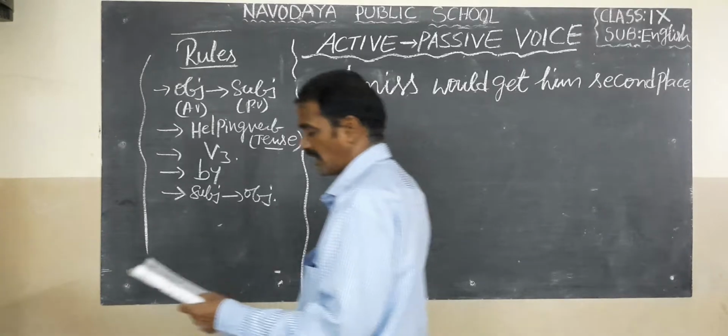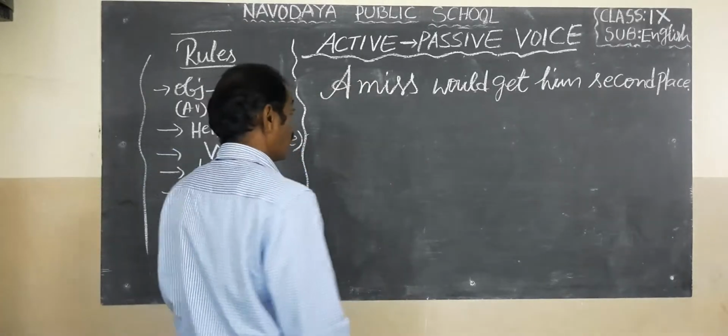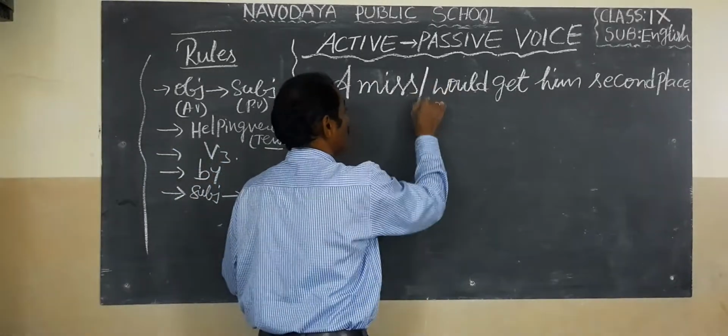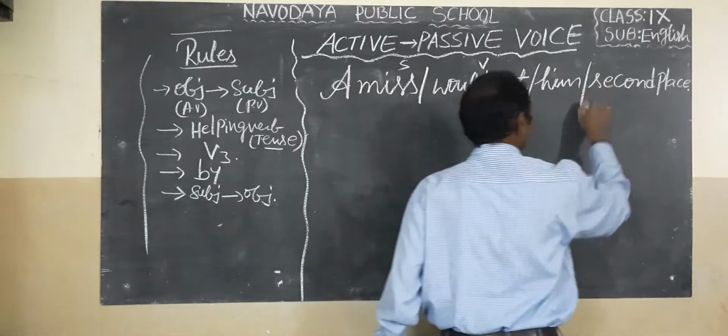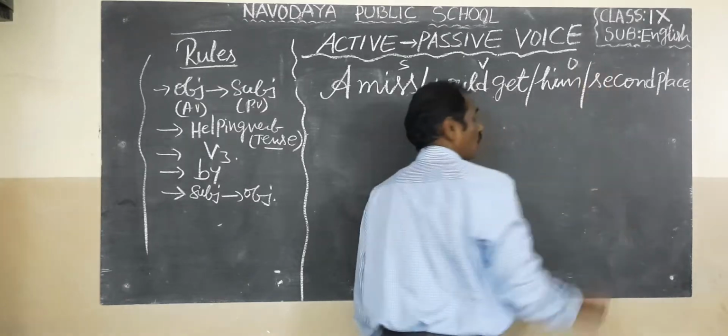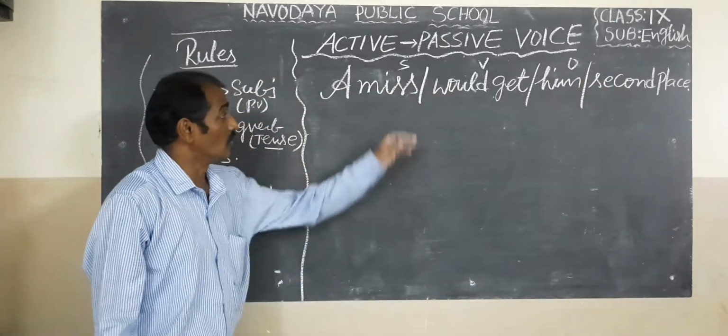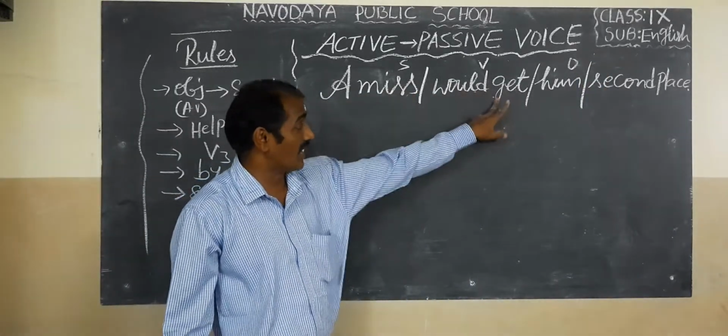So here is a miss, the subject. Would get is the verb. Him is the object. So here is a miss would get.